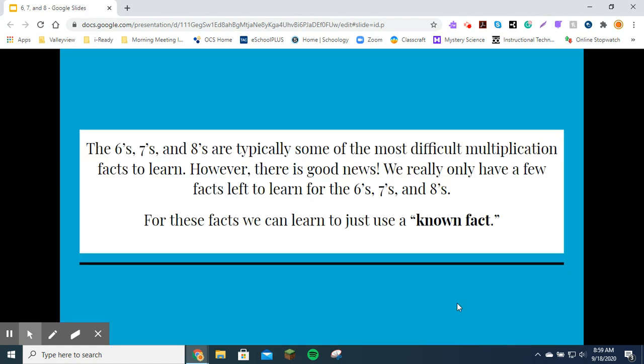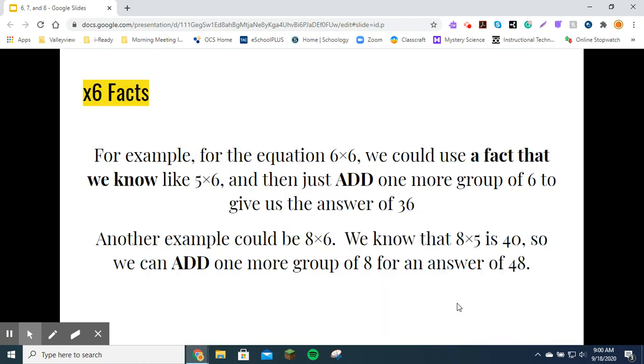Now, as I said, these are typically the most difficult ones to learn. But we're going to use a technique called the known fact, and it's just how it sounds. It means we're going to use something that we already know in order to find the answer to a multiplication problem that we may not know right off the top of our heads. So I'm going to show you different techniques with the sixes, sevens, and eights, and hopefully that could be a technique you can start using or use in the future to get better at your multiplication for these numbers. Let's start with the times six facts.